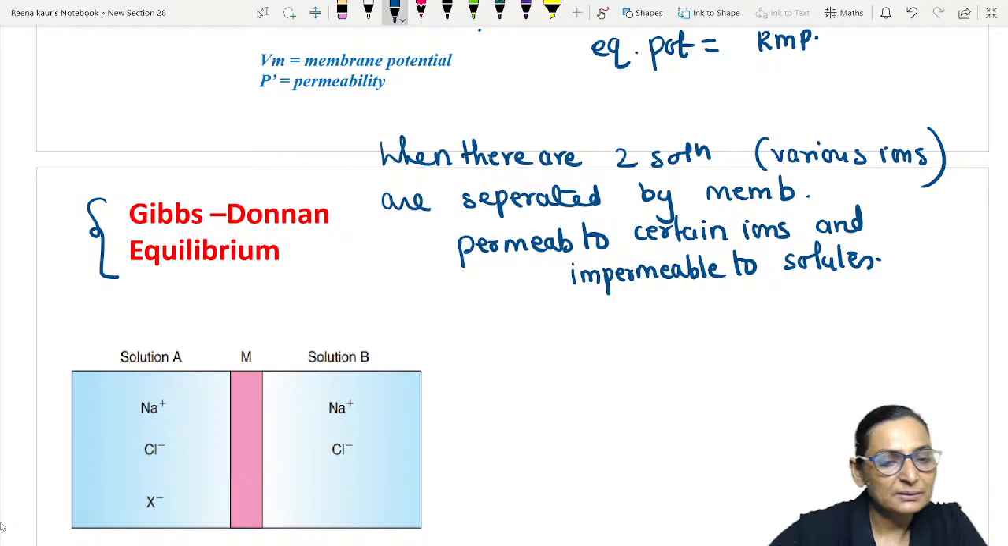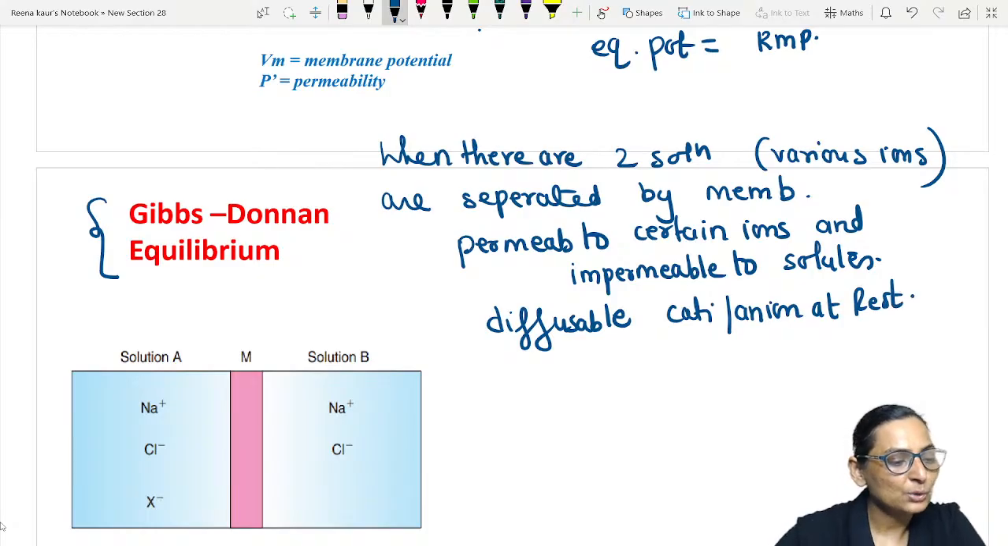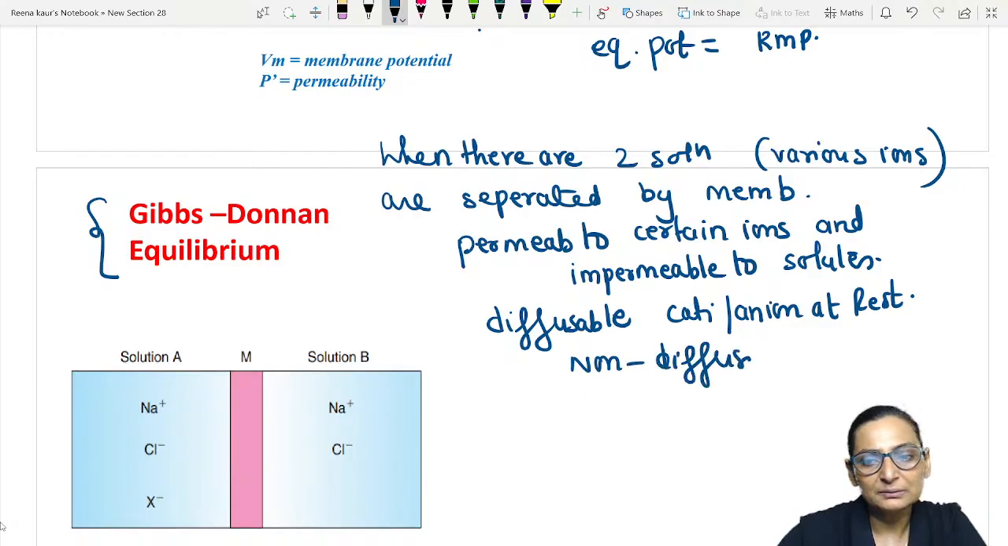So there are certain diffusible cations and anions at rest, but there is also distribution of, or presence of, some non-diffusible anions on one side.